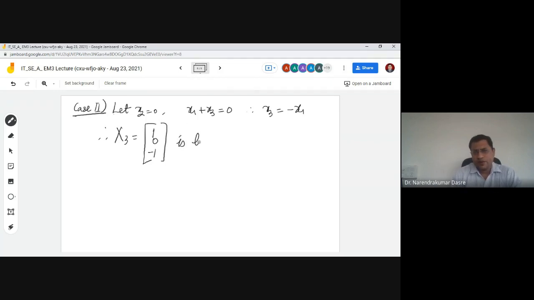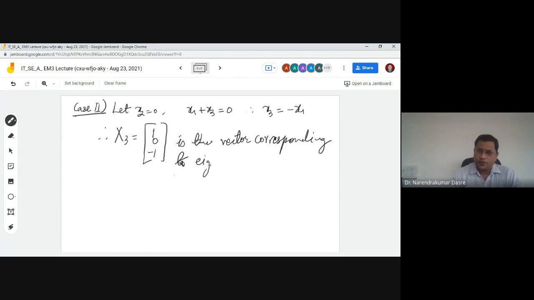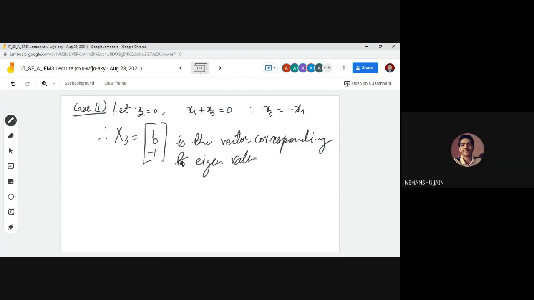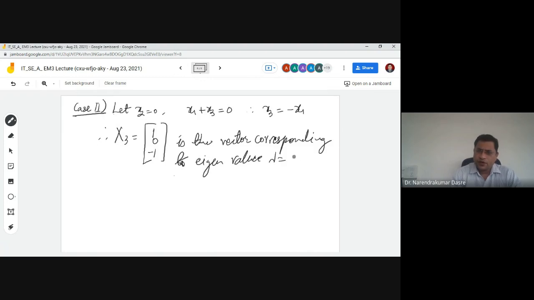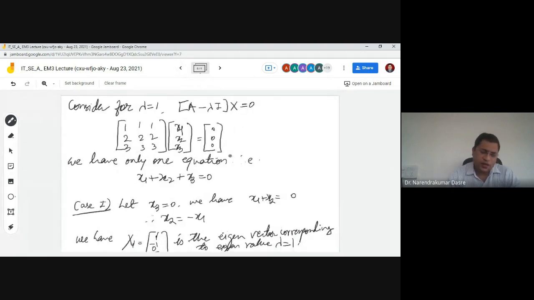If I consider x1 as 1, I have to write x3 as minus 1. So I can say this is the vector corresponding to eigenvalue lambda equal to 1. So here we got the two eigenvectors. Then the question is why we don't go for case 3 when x1 is equal to 0? There is a basic thing that we need to understand.